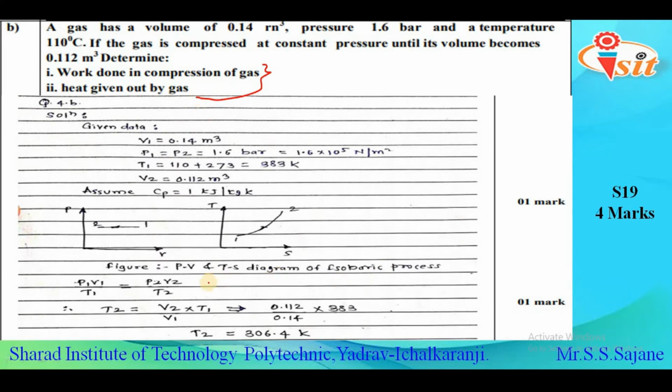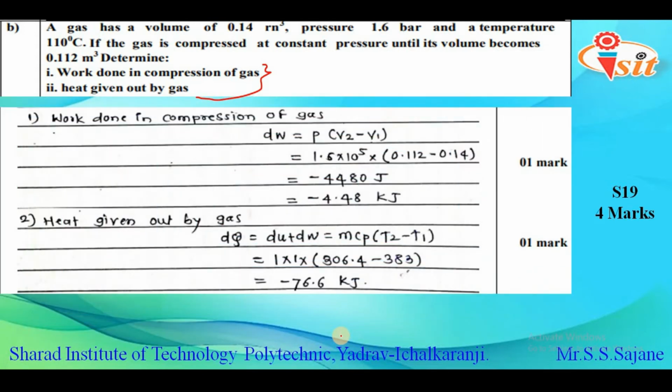So first of all we will calculate the value of T2. For calculation of this temperature, we will be using the equation of state. By this equation of state, we know that the ratio of P1 V1 to T1 is equal to P2 V2 by T2. In this equation we have all the values except the temperature T2, so we can easily calculate T2. After substituting the given data in this formula, we will get the value of T2 as 306.4 Kelvin. Now let's see the calculation part of work done and heat transfer.